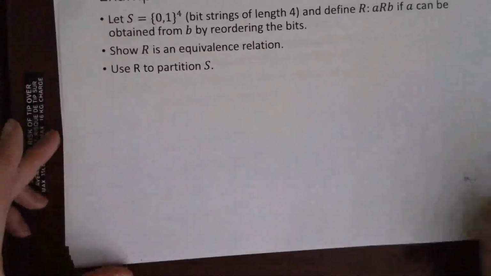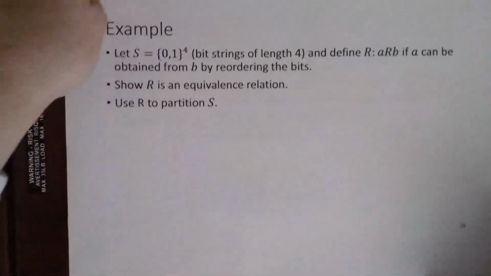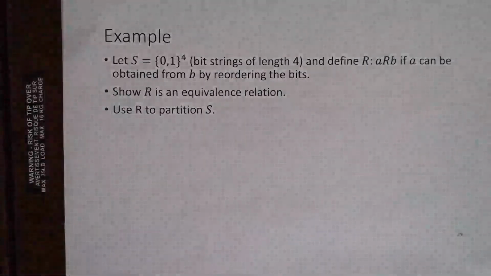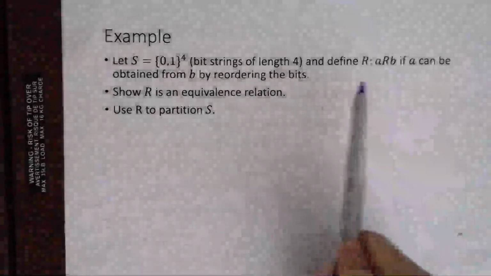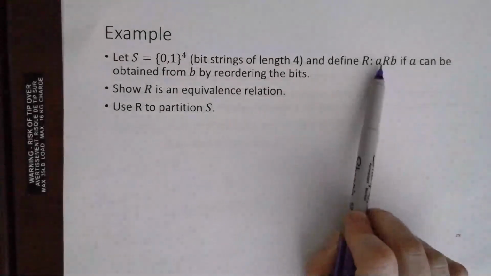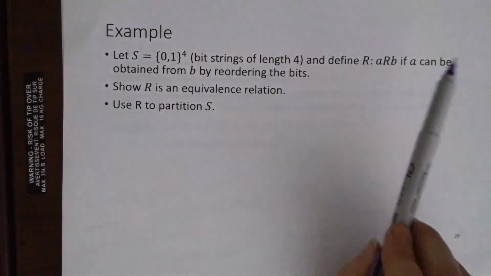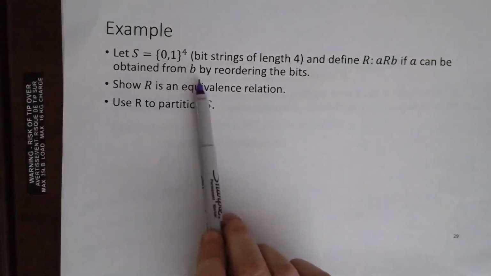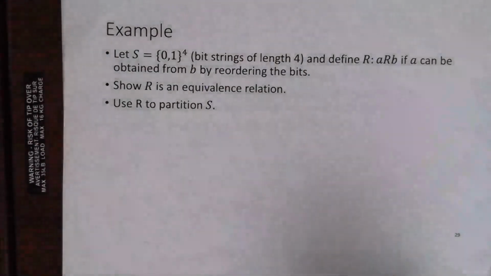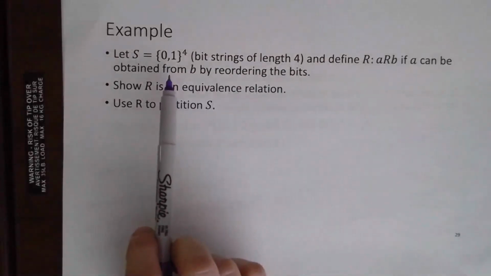All right, and one last example. Let's say we've got this set S of bit strings of length 4, so it has 4 bits in it of 0s and 1s. We define the relationship that A and B, two 4-bit strings, are related if A can be obtained by reordering the bits of B. So how many bit strings do we have?